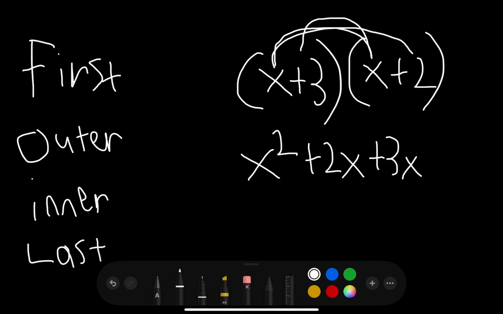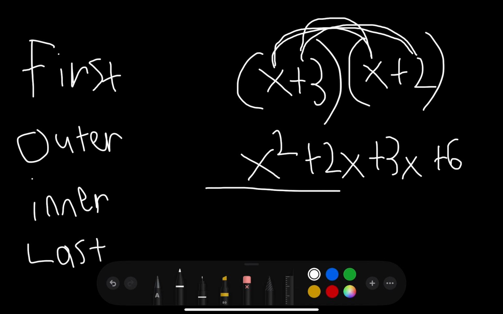Then we move on to the last part of the FOIL method. Last. That's where you take the second value of the first binomial and you multiply it by the second value of the last binomial. In this case, it would be 3 times 2, which would simply give us 6.